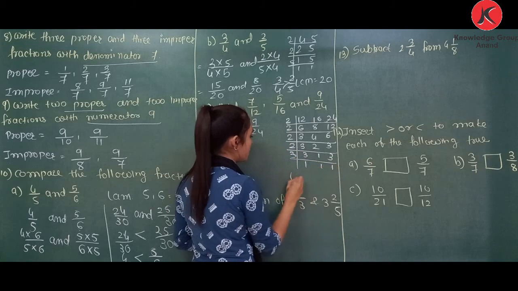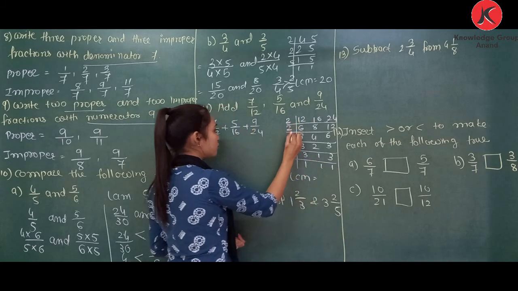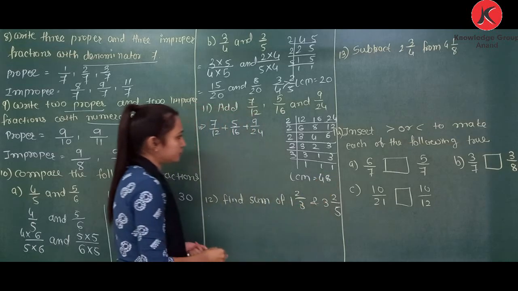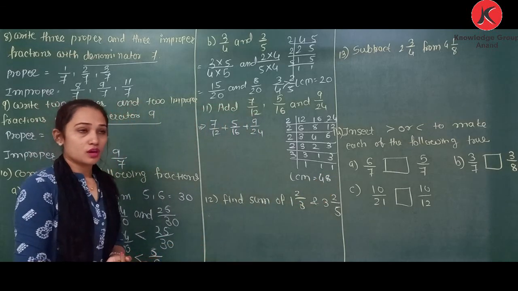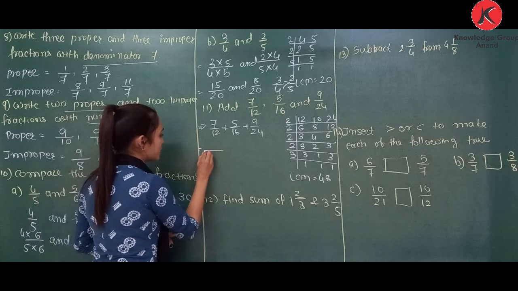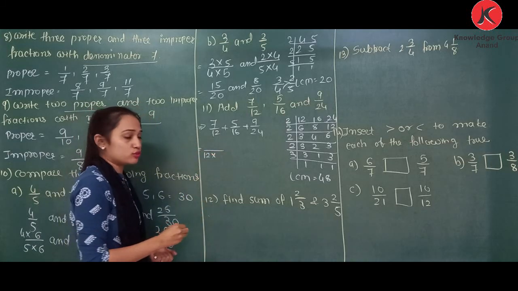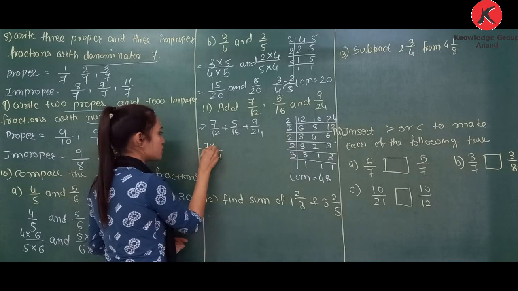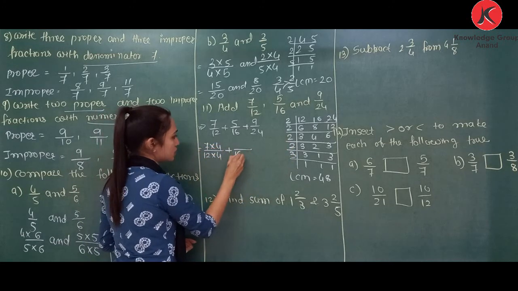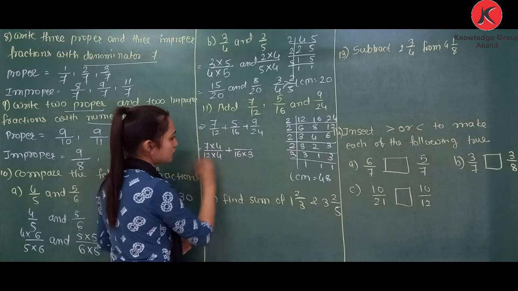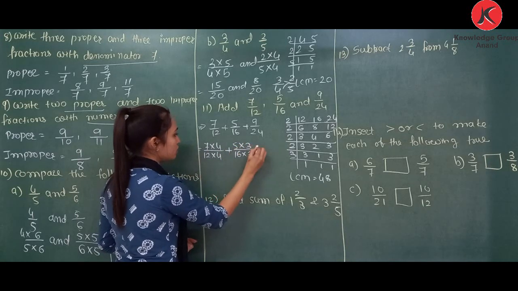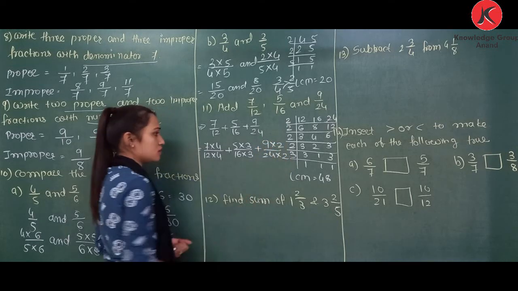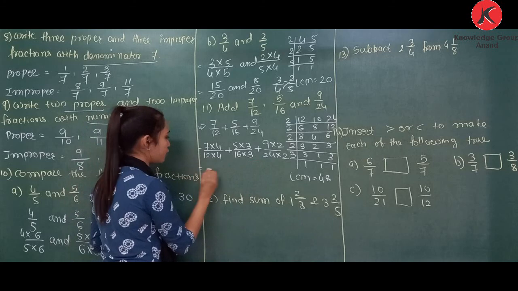So LCM is 2 2s are 4, 2 4s are 8, 2 8s are 16, 3 16s are 48. Now make the denominator as LCM. So which number should we multiply with 12 to get 48? 4. So 7 is also multiplied with 4. 16 is multiplied with 3, so 5 is also multiplied with 3. 24 is multiplied with 2, so 9 is also multiplied with 2. Now we have a denominator 48.